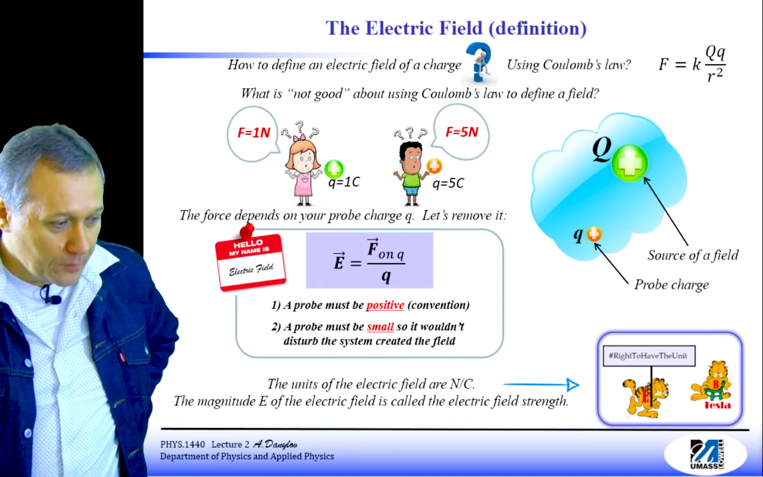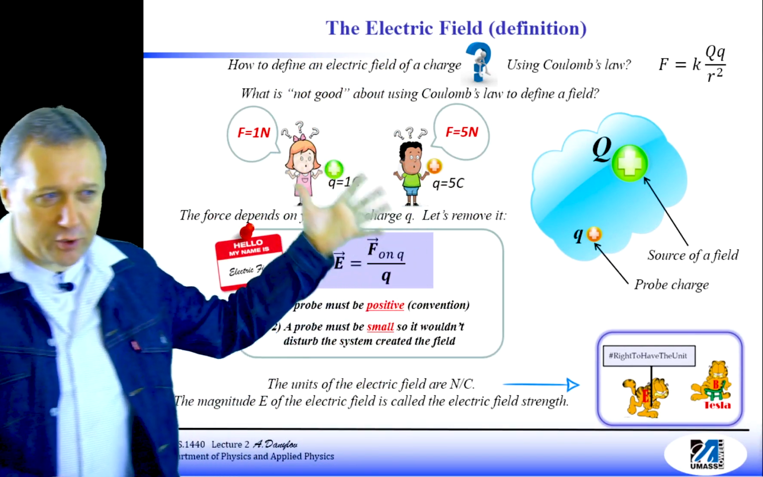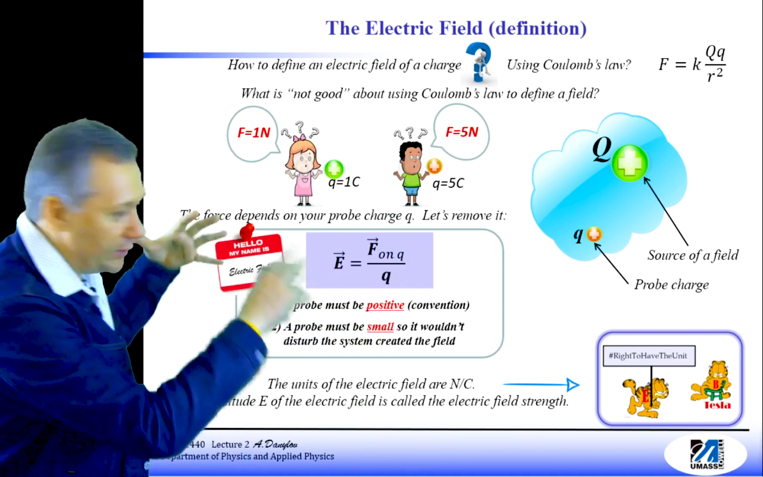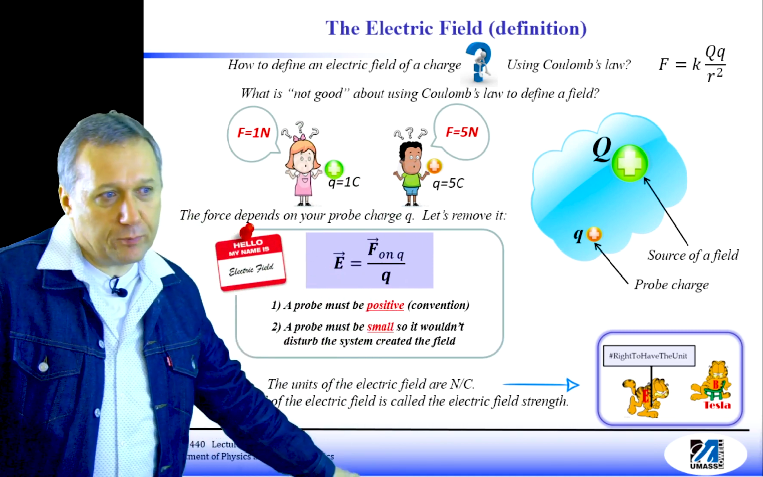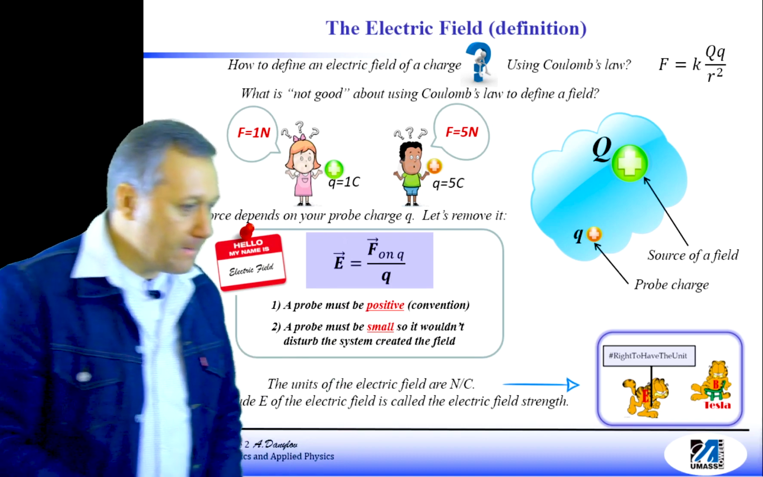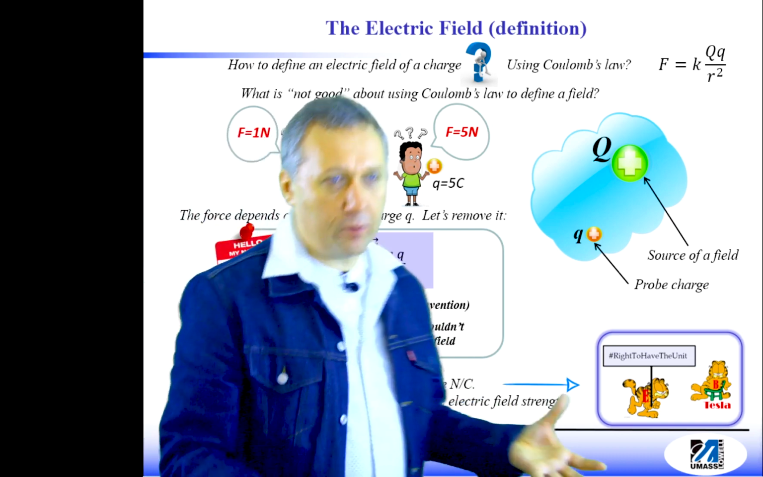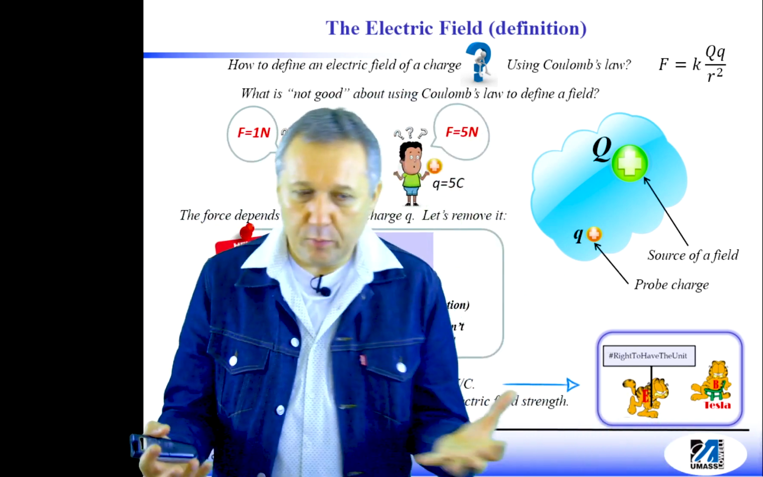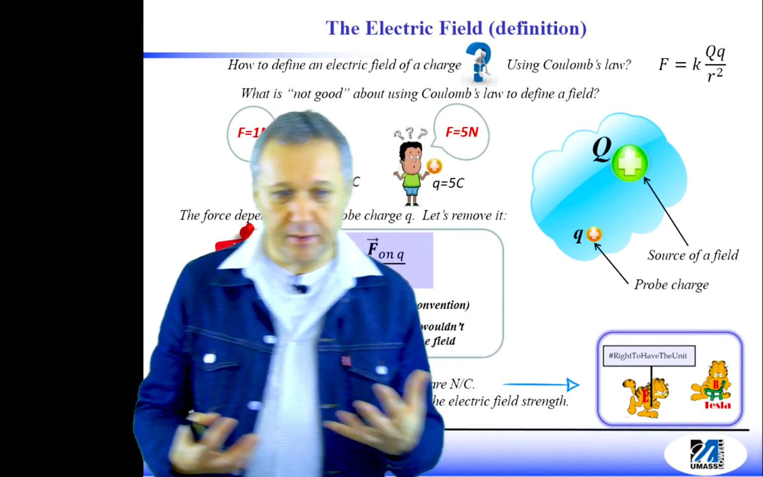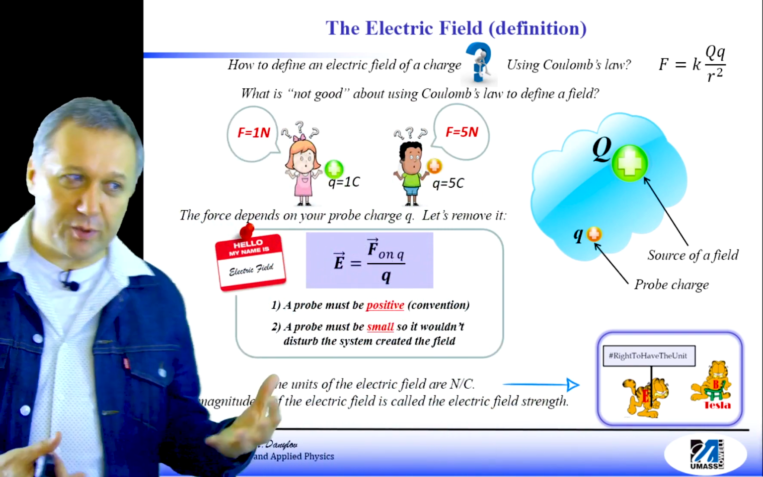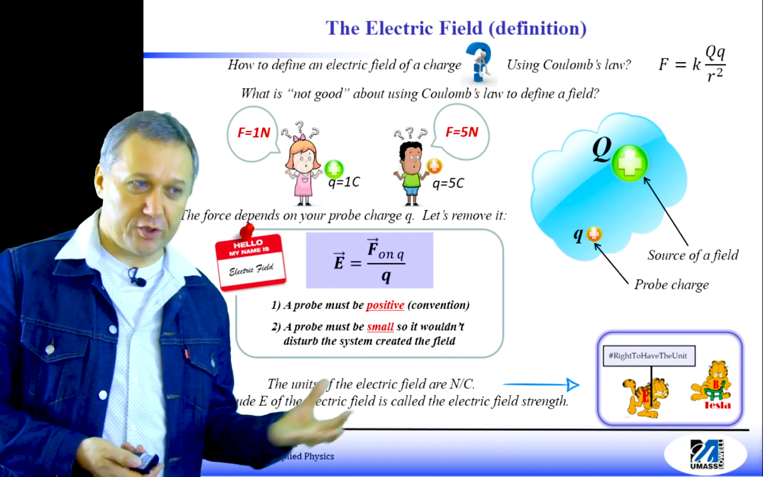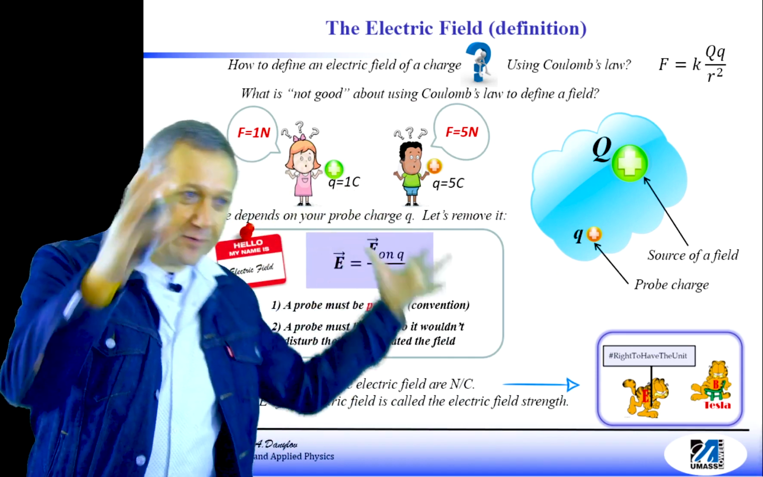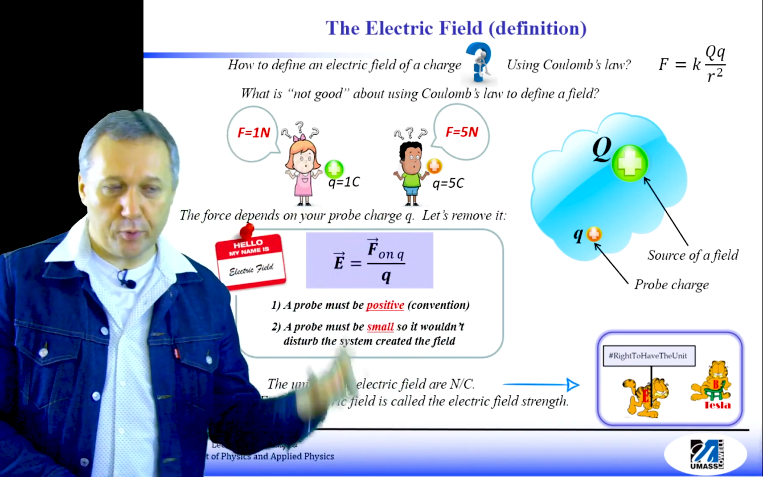So now we have a definition of the electric field. I think it's well defined. And now the next step: let's apply this definition for a particular system. Let's start with the simplest possible electrical system, a point charge. Basically, the electric field created by a point charge.